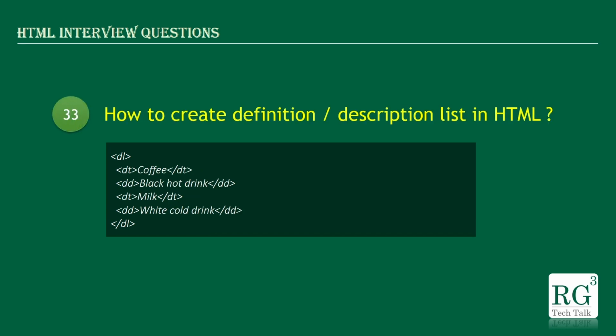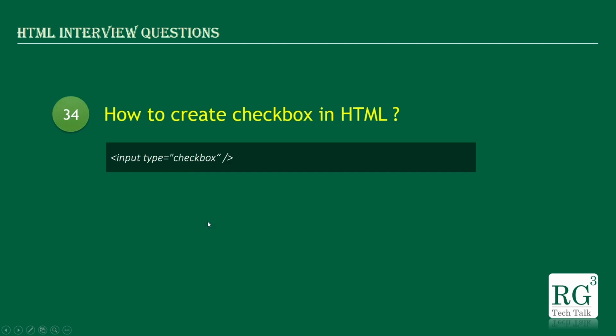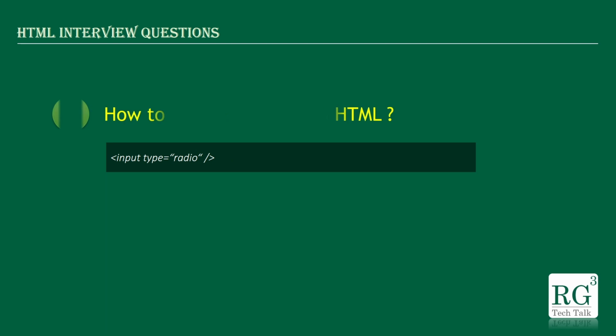Question number 33. How to create definition or description list in HTML? Like earlier, we create a definition list with the DL tag. DL means definition list, DT represents definition title, DD means definition description, like this. Question number 34. How to create checkbox in HTML? To display checkboxes, we need to use the input tag, input type as checkbox. As mentioned earlier, this is also a self-closing tag.